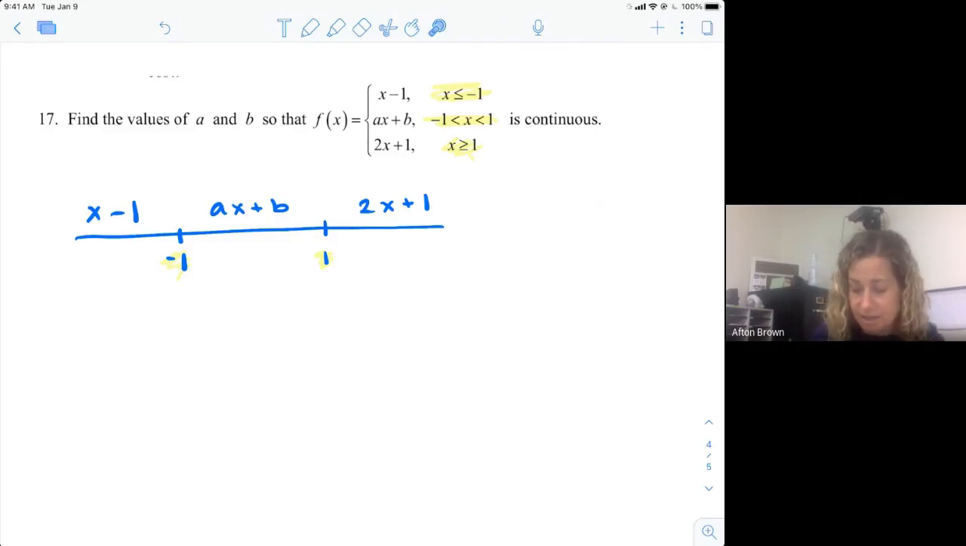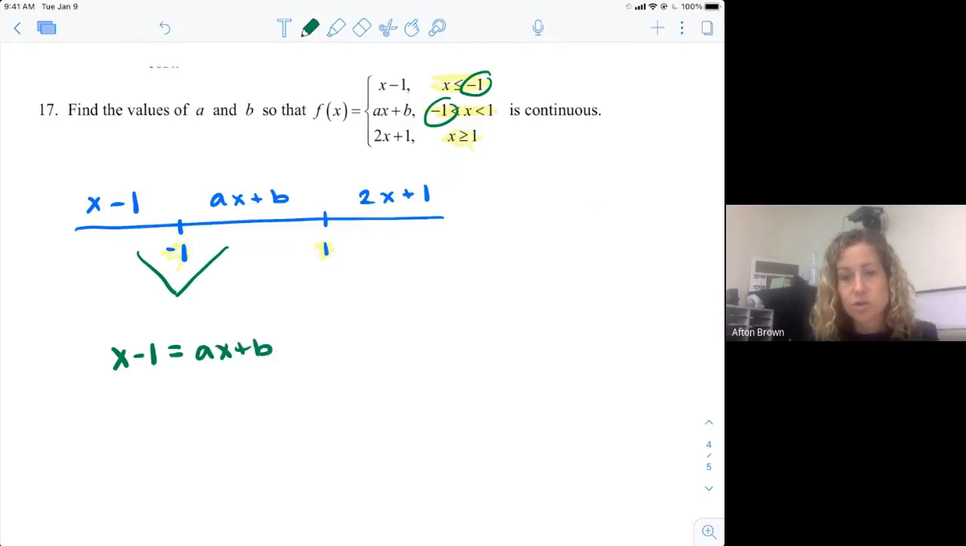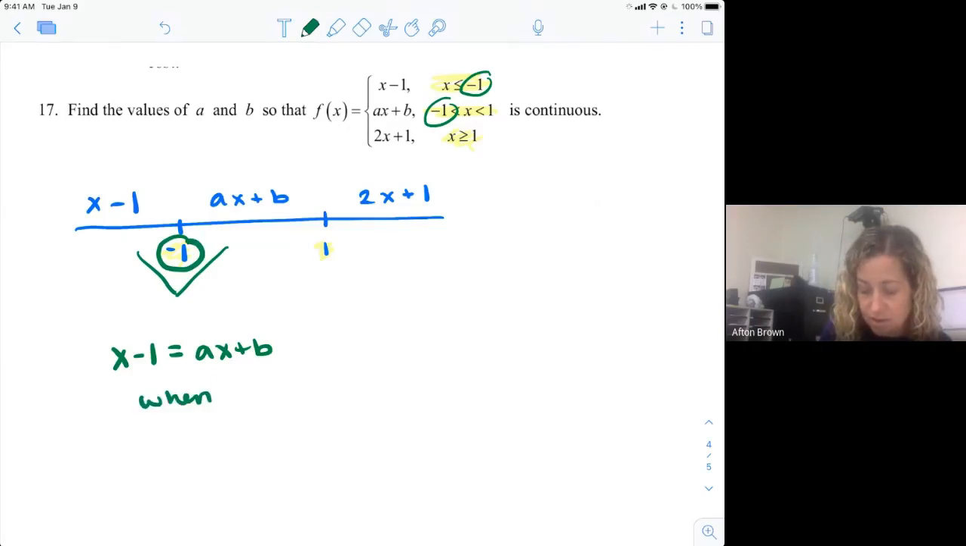Now, organizing it like this will help you realize that in order for this to be continuous, the two pieces that have the -1, these two pieces, must equal each other. So I'm going to start with my first equation being x minus 1 needs to equal ax plus b. Those two functions have to equal each other at the value they're supposed to meet. So they need to equal each other when x equals -1. So there's my first equation.